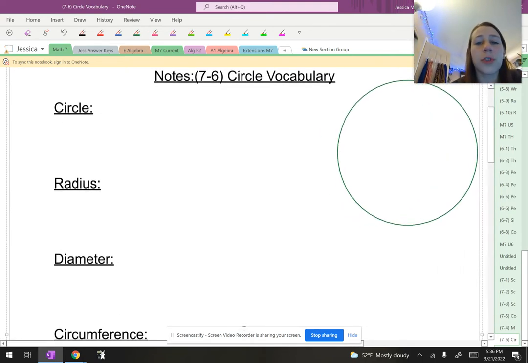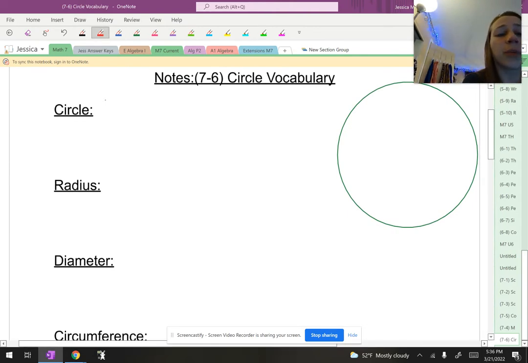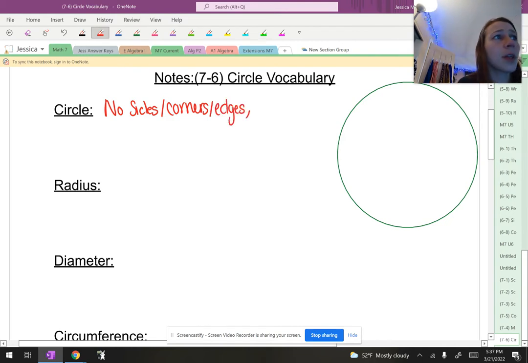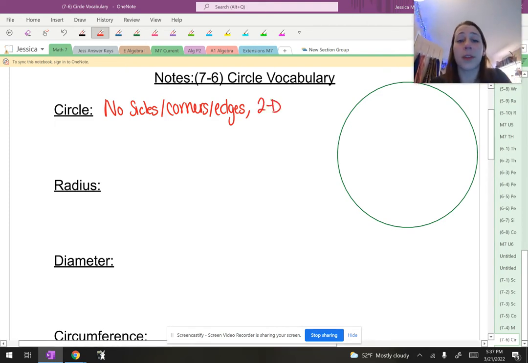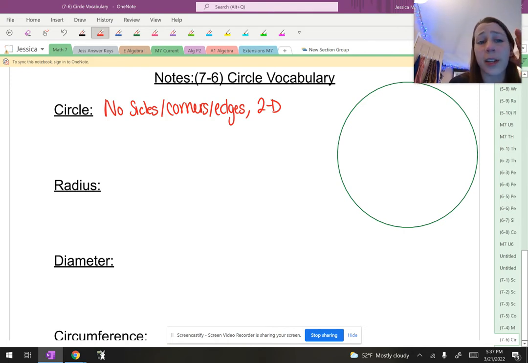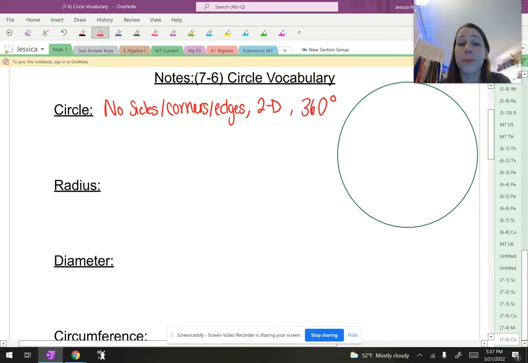So, first off, we usually start talking about a circle, and you guys usually come up with things that circles have: no sides, no corners, no edges. You usually come up with the fact that it's 2D, two-dimensional, and then you tell me that the 3D version is a sphere, which is 100% correct. You usually tell me that it's round, right? The fact that it has no corners, it's not straight, it's round. And then we usually come up with the fact that it's 360 degrees. So that's what you guys know circles to be.